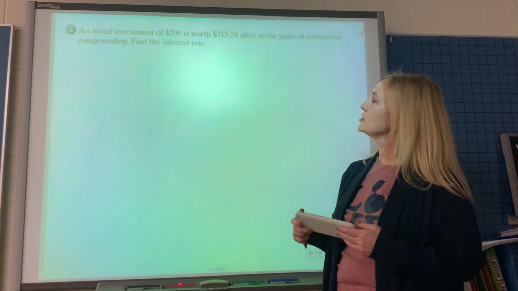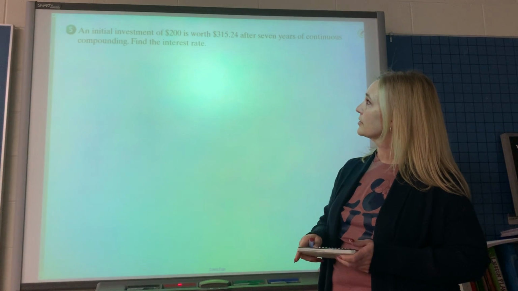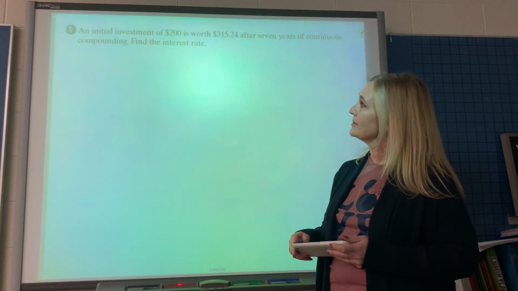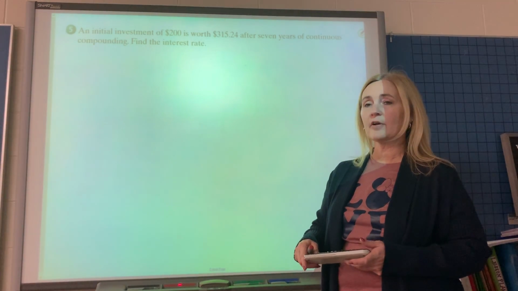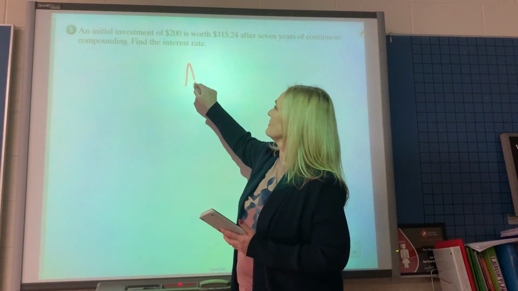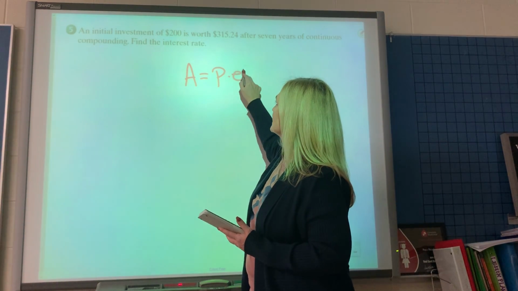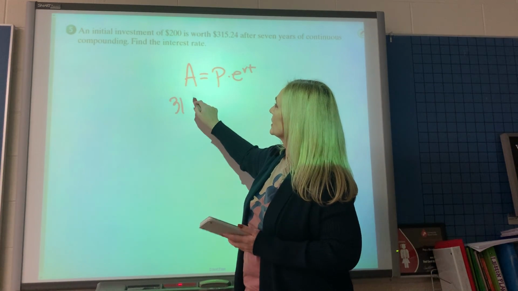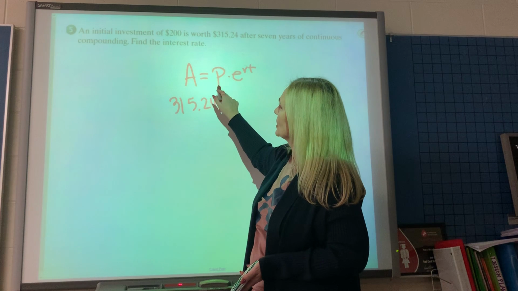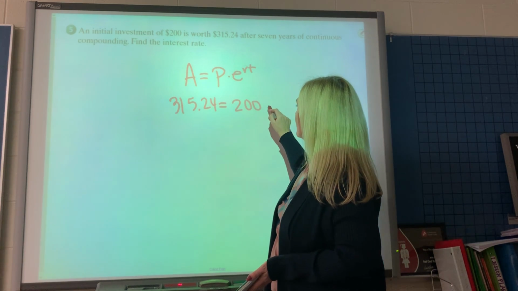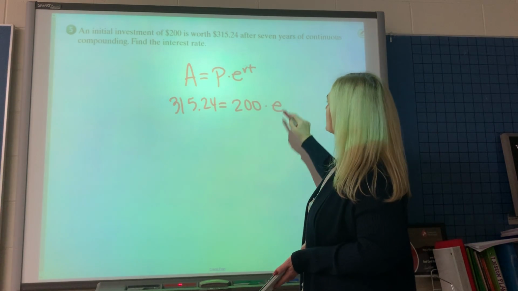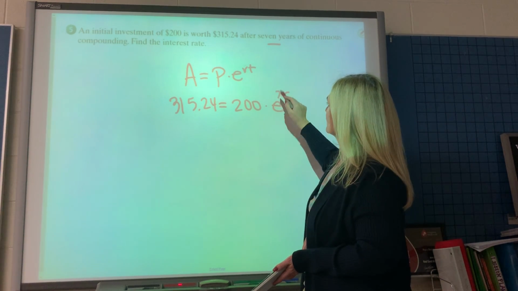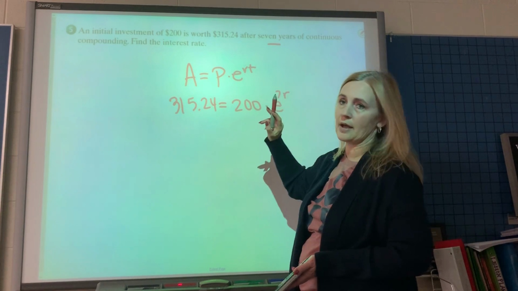Let's do this one. An initial investment of $200 is now worth $315.24 after 7 years of continuous compounding. Find the interest rate. Different variable this time. We're still using the same formula: A equals P times e to the rt power. The amount in the account is now worth $315.24. We originally put in $200 times e raised to the r. We don't know r, but we do know we left it in there for 7 years, so it's going to be 7r. That's your interest rate times your time.